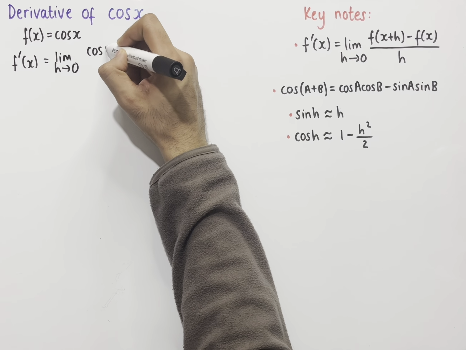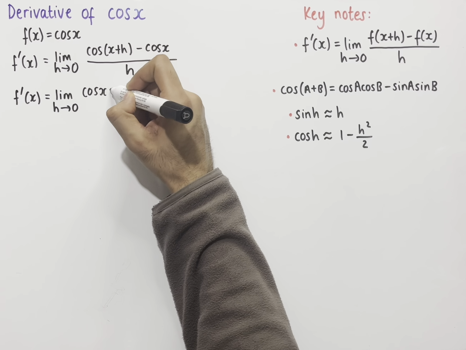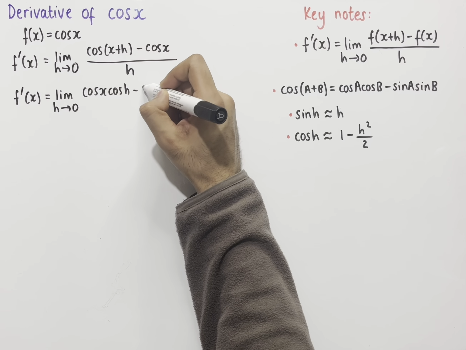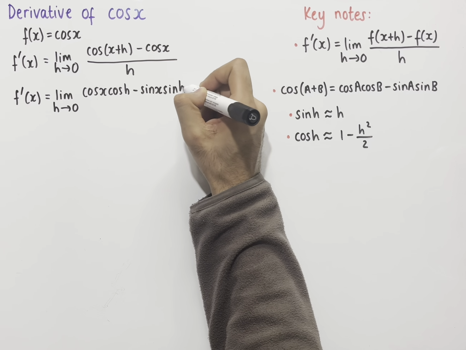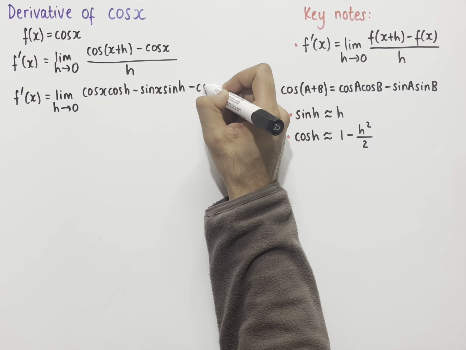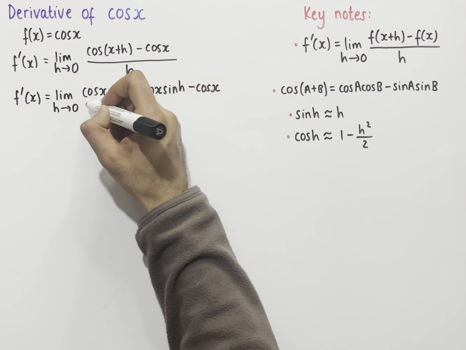And so this now becomes f dash of x, which equals the limit as h tends to 0. And now we can use the addition formula for cos. So that tells us that cos of a plus b equals cos a cos b minus sin a sin b. So in this case, we have cos x cos h minus sin x sin h. And then we have minus cos x. And all of this is divided by h.